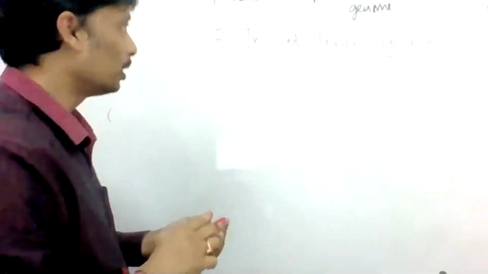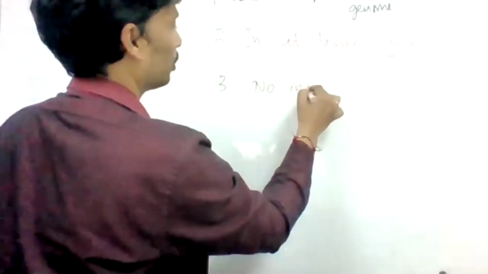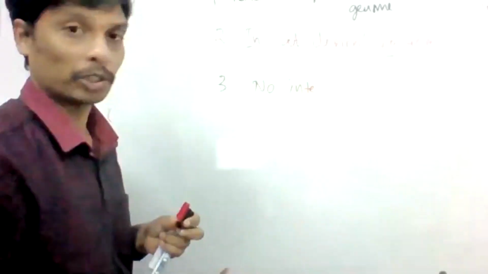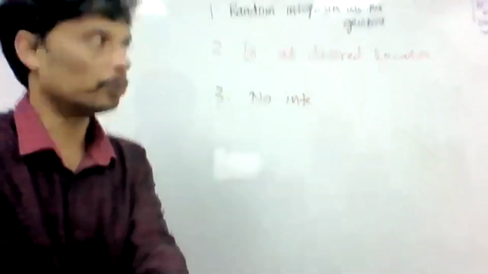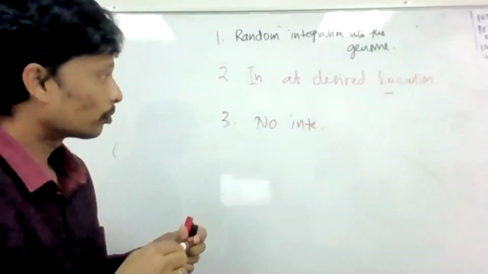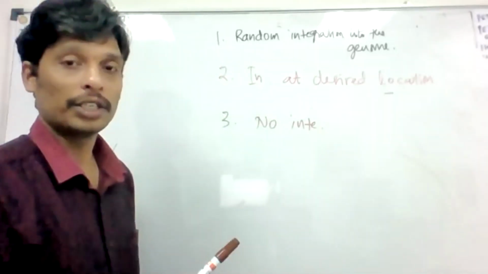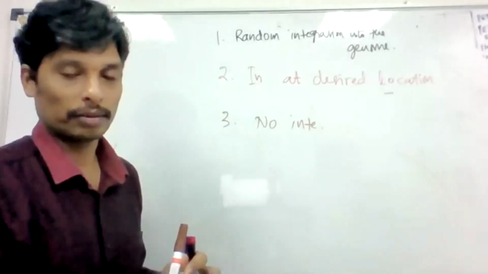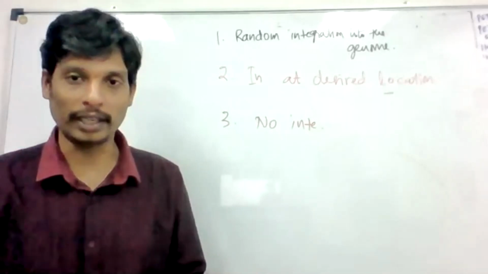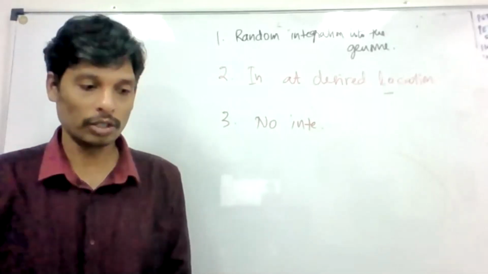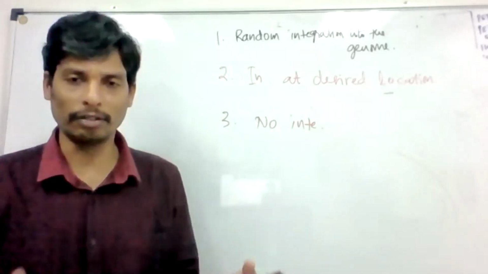So what is the third possibility? The third possibility is no integration. So no integration is also possible, right? All three are possible. So random integration, integration at a desired location, or no integration. Because I told you, once you introduce it, it doesn't mean that all the cells will take it. You are introducing into the medium only. So all the cells are there. So there are different transfection methods and different efficiency.